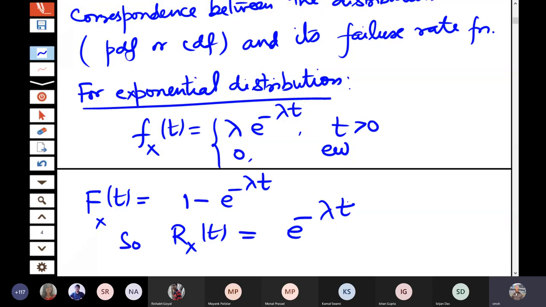So for a system whose life has an exponential distribution, it has a reliability e to the power minus lambda t. So it is exponentially going down. So it is something like this. That is the way it will look like.